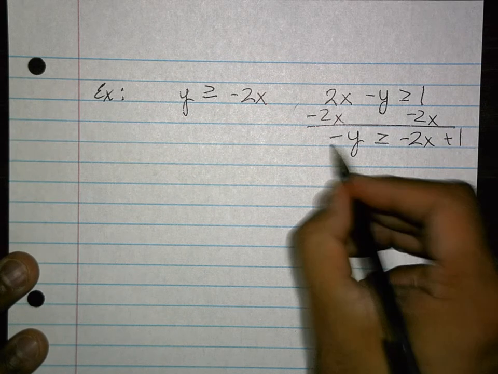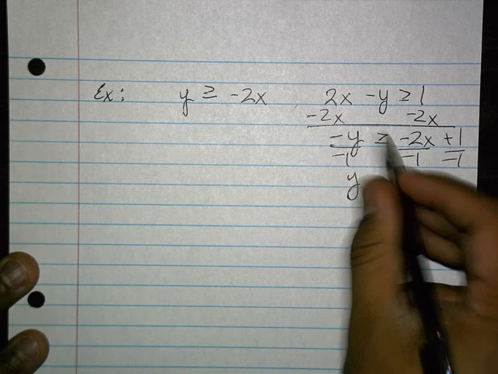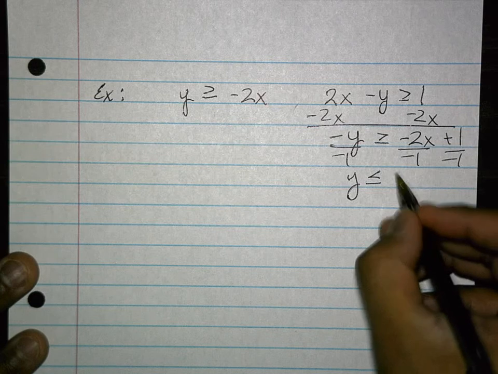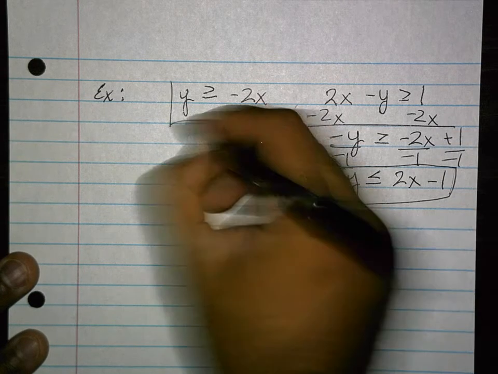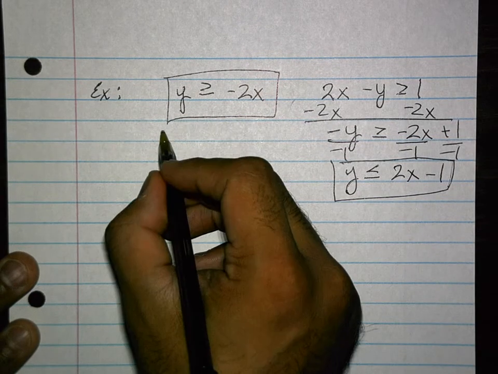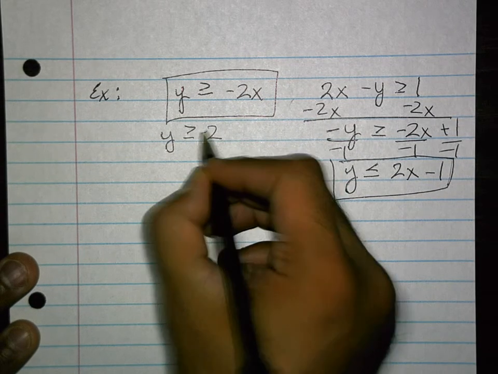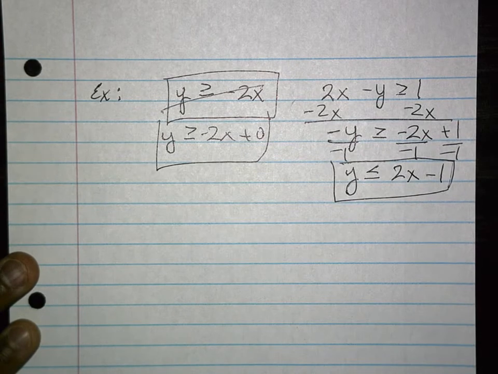And then divide by negative 1. I just divided by negative 1, so the inequality sign does switch. I'm just going to box these to make sure I keep track of which two equations I'm using. This one here, if it helps you, you want to think of it as plus 0. So I'm actually going to box that one.